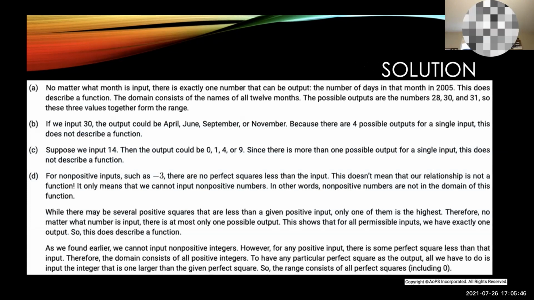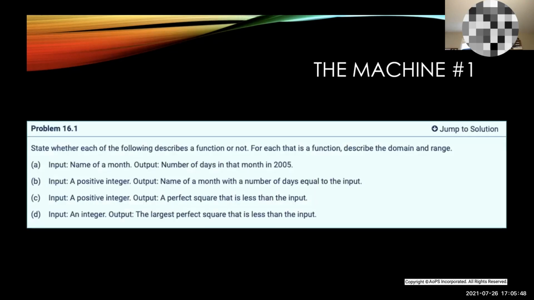For B, if we put in an integer, for example the number 30, we'll get multiple outputs because 30 could be multiple months of the year. Therefore, that one's not a function, because with one input you can get multiple outputs. For a function, it needs to be the other way around: you can only have one output for every input. So that's why B is not.